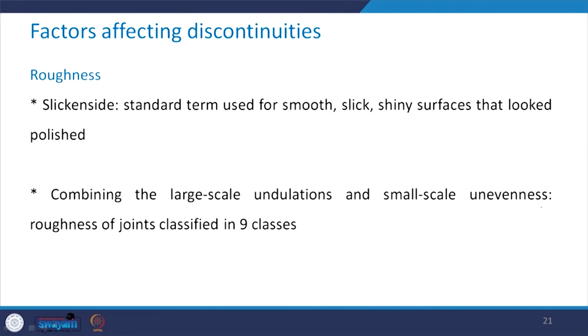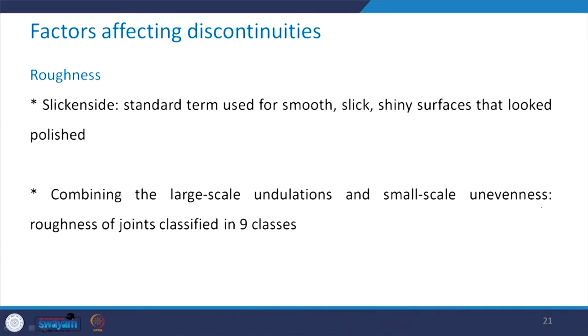Slickensided is the standard term used for smooth, slick, shiny surfaces that look polished. In the rock mass classification system, when we assign ratings, there will be many tables where these terms are used quite often. So it is better that you understand these terms right at this moment.